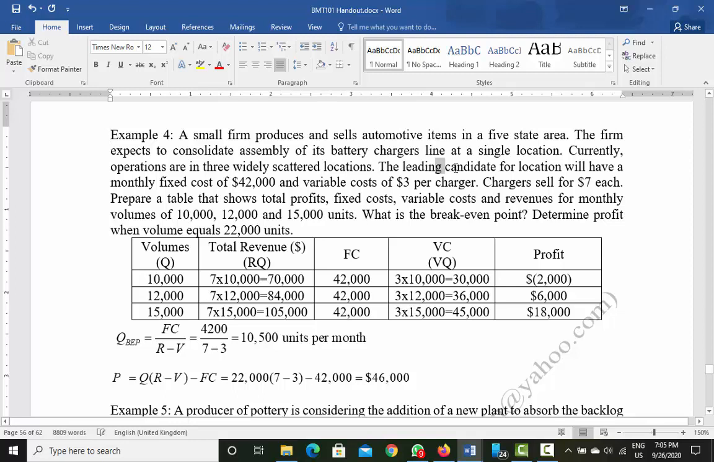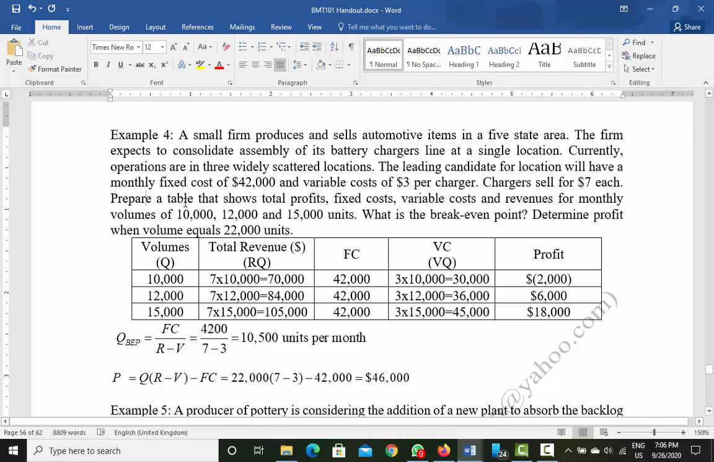The leading candidate for location will have a monthly fixed cost of $42,000, and a variable cost of $3 per charger. The charger sells for $7 each. So this is the variable cost per charger, that is the value for V. This is the fixed cost, and the charger sells for $7 each. That means if you sell one charger, you will get revenue of $7, so revenue per unit, the value of R, is $7.